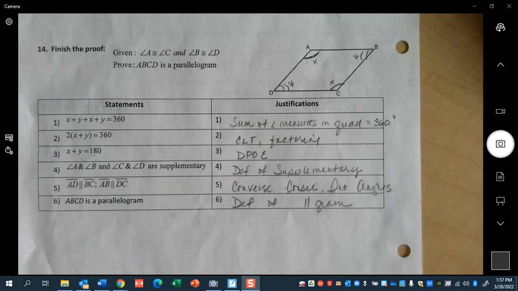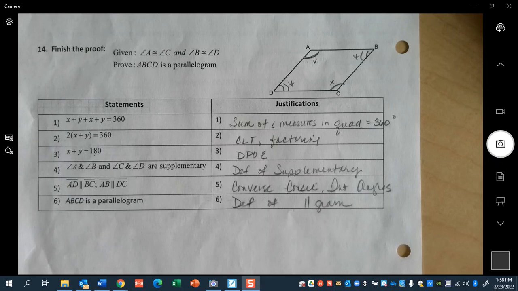Okay, so X plus Y is 360 degrees. That is because the sum of the angle measures of a quadrilateral is 360 degrees. That's my justification for why that statement was allowed to be written. If I combine like terms, I get 2x plus 2y is 360, and then I factor out a 2. So that's why I wrote combining like terms and factoring. If you put simplifying or the distributive property, either one of those would be okay.